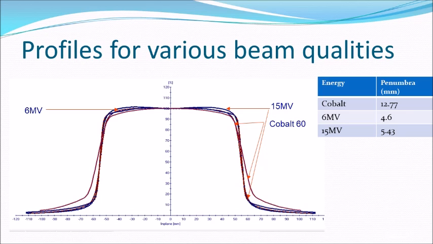These are some of the penumbra measured by me with cobalt as well as 6 and 15 MV beams. You can look at for cobalt, I get about 12.8 mm. For 6 MV, I get 4.6 mm, but for higher energy, 5.43 mm. So with energy, here I see an increase in it. Did I make any mistake? Is it correct? Yes, it is correct. You will have an increase when you go to high energies. Why do you have that increase? Let us look at it.